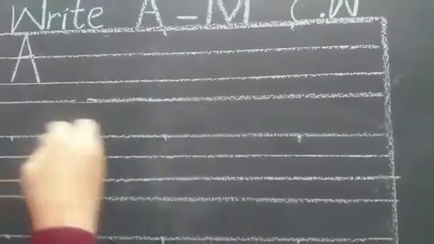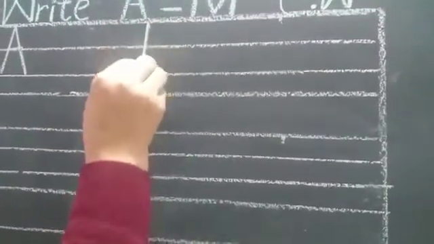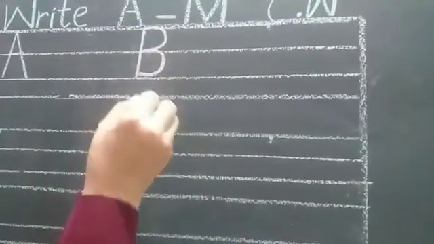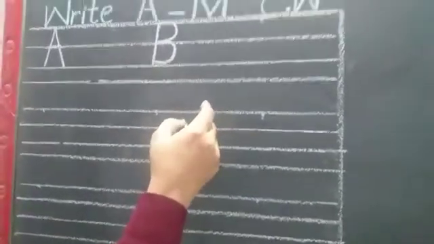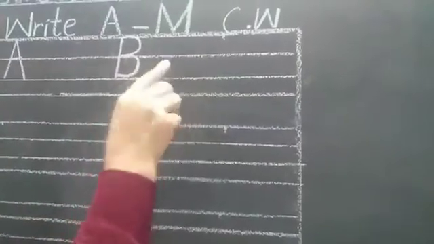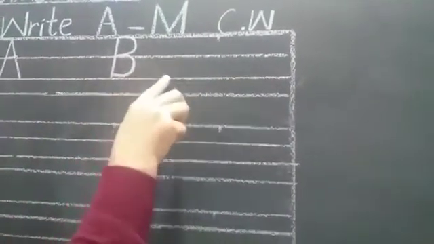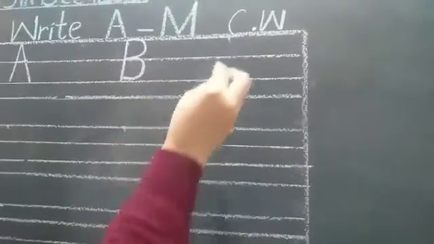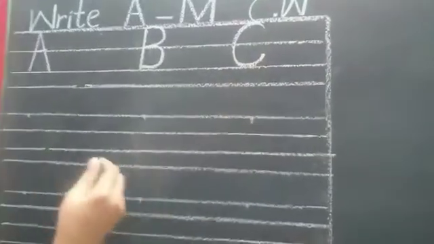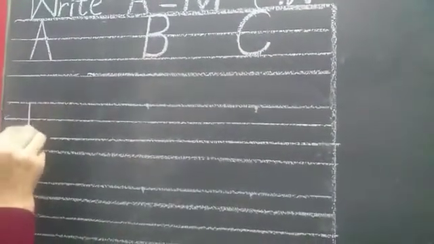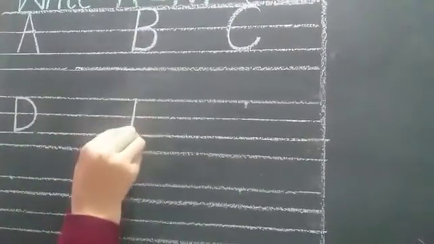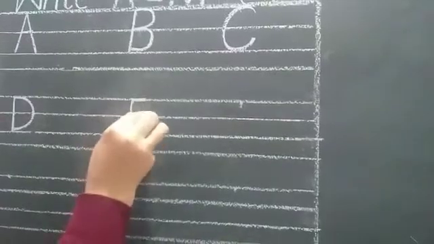A. B. Capital letters are written in the upper three lines. 1, 2, 3. All capital letters stay in the upper three lines, they do not go into the lower line. C, D, D, E.